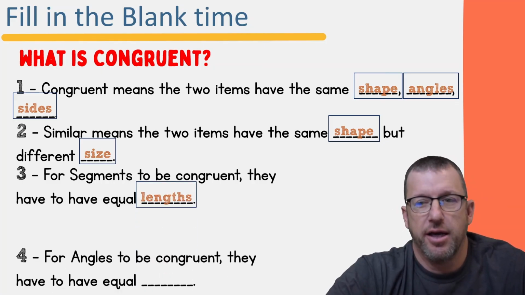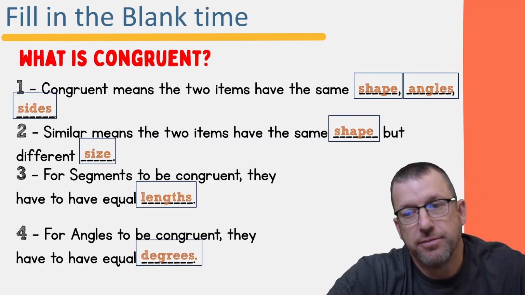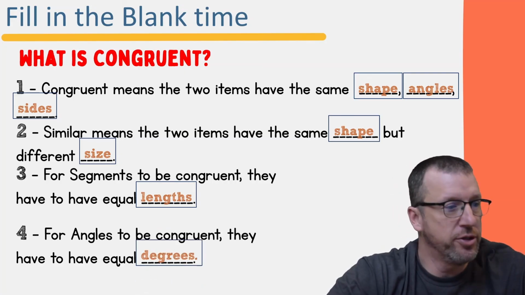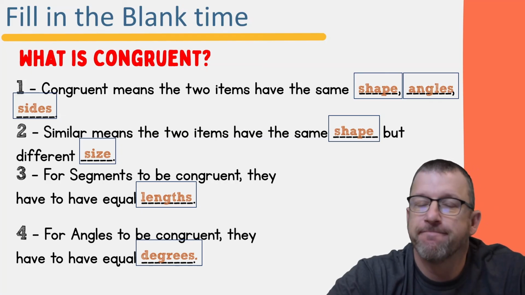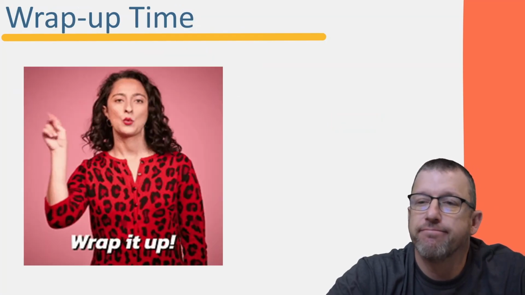Okay. For segments to be congruent, what has to be equal for a segment? Just the length. And for angles to be congruent, what has to be equal? The degrees, the angle measurement. So 42 degrees, 90 degrees, whatever that might be. I think you understand congruency.